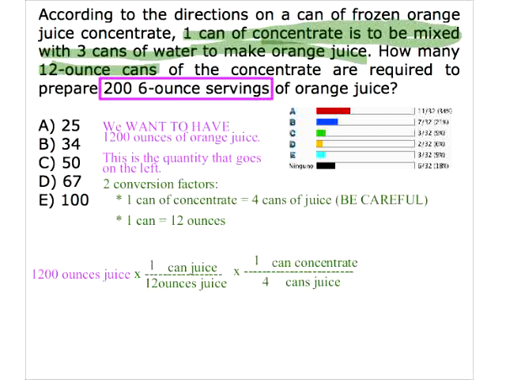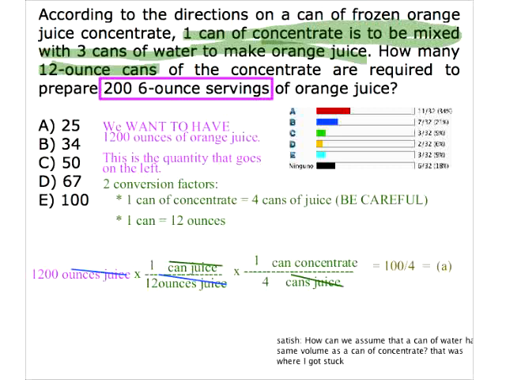So there's your arithmetic. Again, the first fraction cancels ounces of juice. The second fraction cancels cans of juice. That leaves us with cans of concentrate. So 1200 over 12 is definitely 100. So that means that's 100 over 4. So that's it. There's a question in the text box.